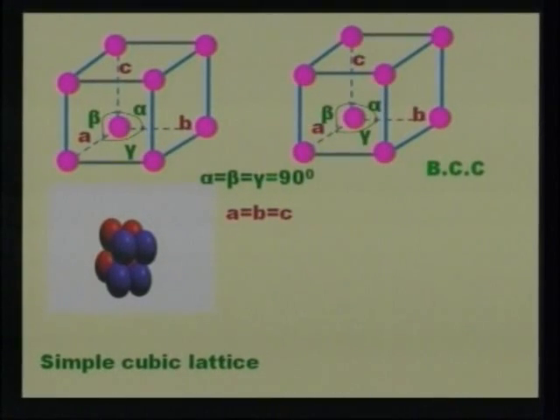Then you can see the body centered cubic lattice. It is mostly similar to the simple cubic lattice, but the difference is that in the cube a center atom is arranged. You can see the center atom arranged, that is why we call it body centered cubic lattice.